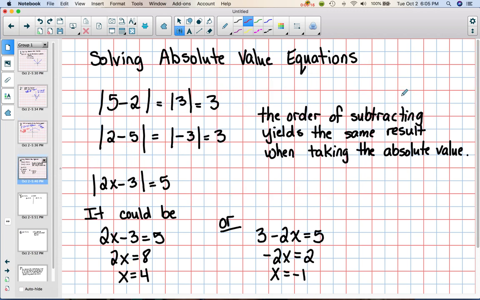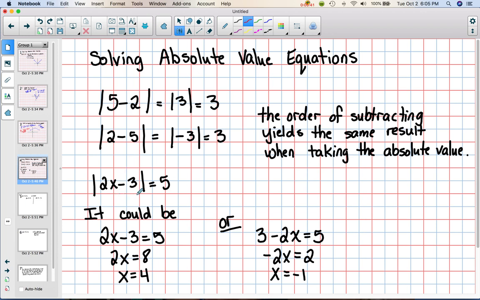So we're also going to review in this section solving absolute value equations. I just want to remind you, if you took the absolute value of 5 minus 2, you get 3. If you take the absolute value of 2 minus 5, you also get 3. So what that tells us is the order of subtracting, which normally matters, yields the same result if you're talking about the absolute value.